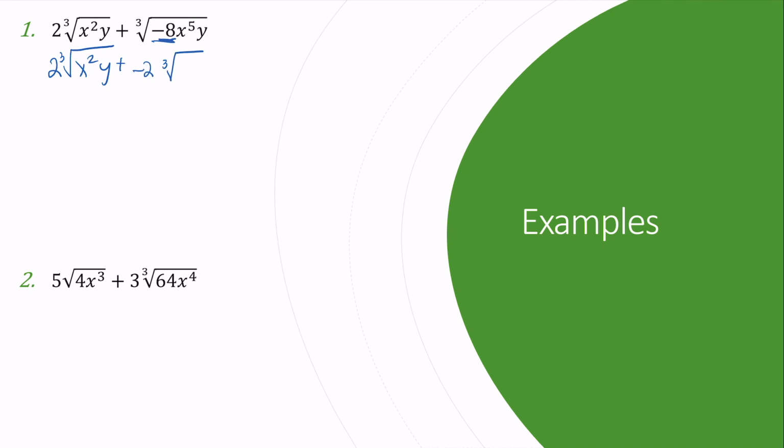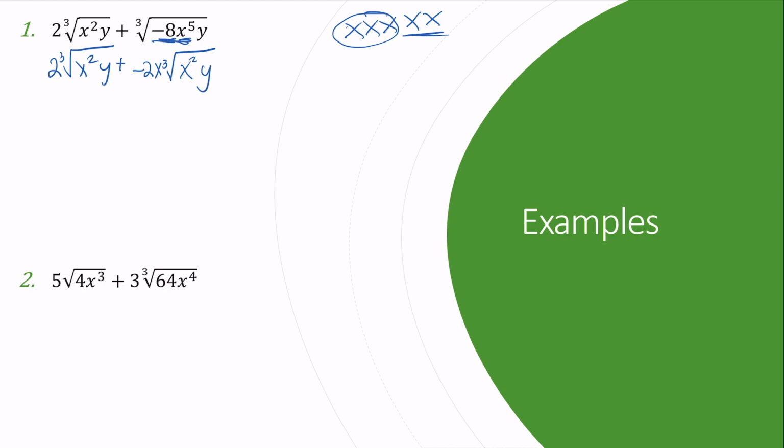And this x to the 5th, if I look at x to the 5th, that's 5 x's. There's one perfect cube hiding in there. So one x is going to come outside, and I'm left with 2 under the radical and a y that can't be simplified. Now I see that these are like radicals.